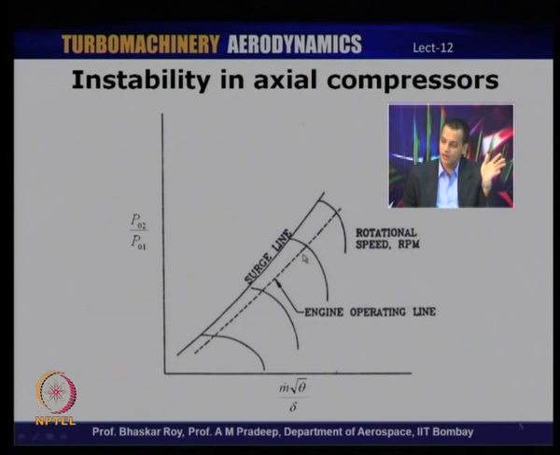So, this is a typical compressor map, and this is going to limit the performance of an engine as a whole, because you have so many other components in an engine: the turbine, the combustion chamber, the nozzle, intake and so on. And so, the compressor map will tell us what kind of limit we have for operating this engine in a stable manner.